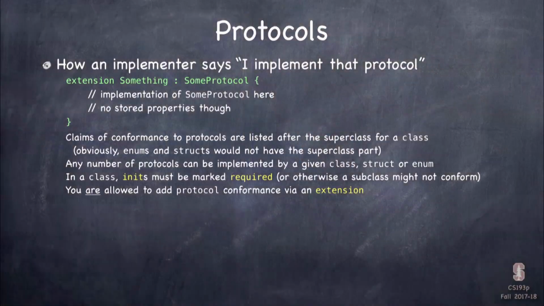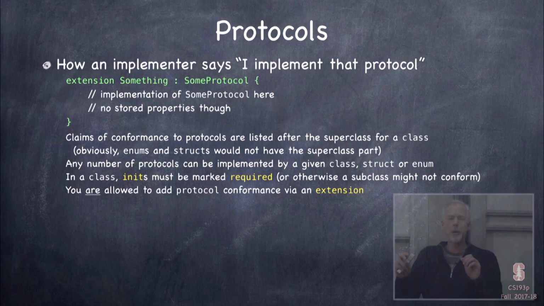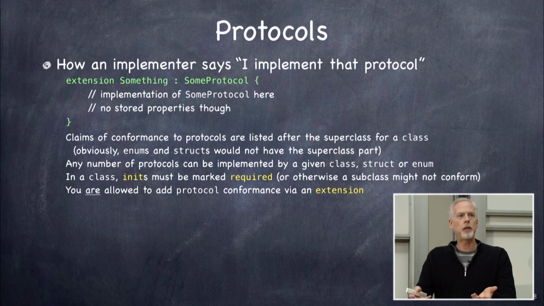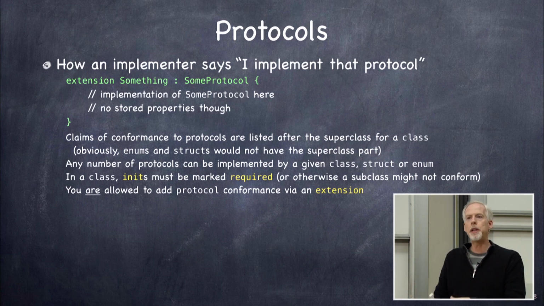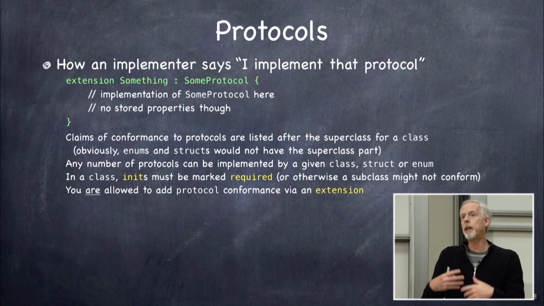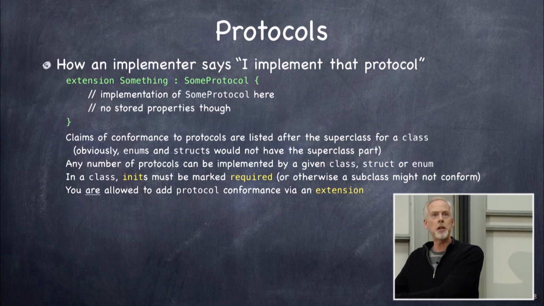One thing too is you don't have to add your conformance to a protocol, or all the methods and vars in that protocol, in your actual class declaration or struct declaration. You can add it with an extension. You know how we can extend Int to add arc4random? Well, we could extend Int to conform to some protocol. Okay? That would be perfectly fine.